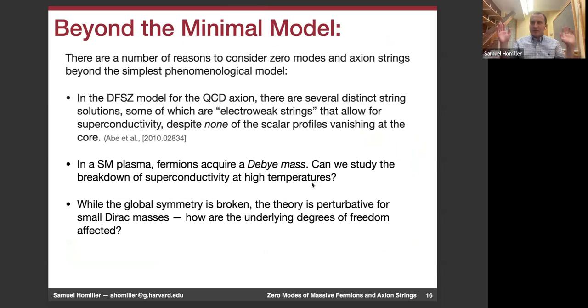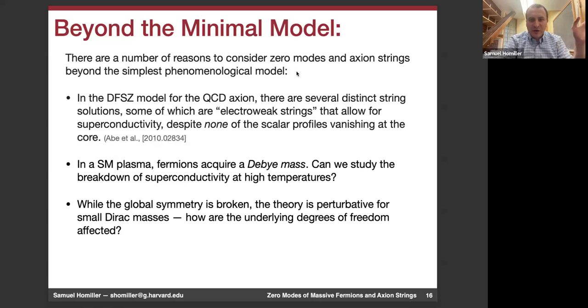Great. So this was all of the details about why, in this minimal model that Callan and Harvey worked with 40 years ago now, there are chiral zero modes that move along the axion string. And for the rest of this talk, I'm going to move beyond this minimal model by taking the first, simplest, smallest step I can think of away from this minimal theory, and that's by adding a mass that breaks the PQ symmetry explicitly.